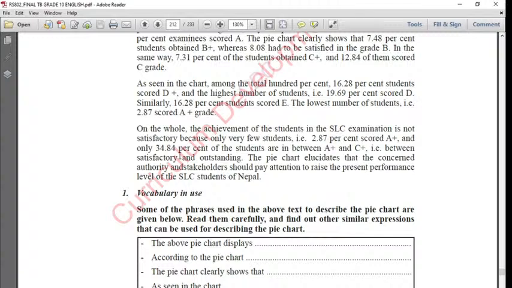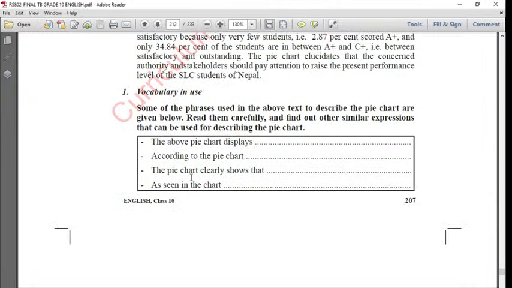Vocabulary used. Some of the phrases used in the above text to describe the chart are given below. The above pie chart displays; according to the pie chart; the pie chart clearly shows that; as seen in the pie chart. So these are the phrases to be used. Reading comprehension. We still have reading comprehension.